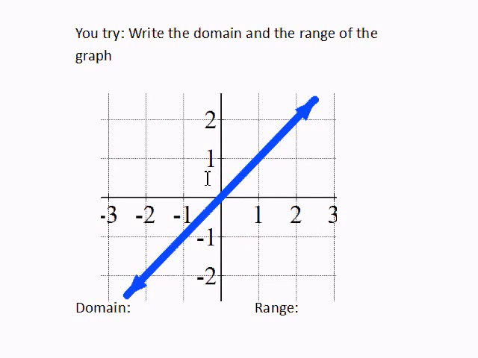Go ahead and write the domain and range for this graph, pausing the video, and press play when you're ready to see the answer.